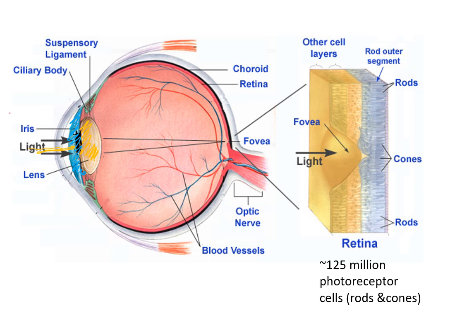The lens is a transparent elastic tissue which, along with the cornea, helps to refract the light to be focused on the retina. As the lens changes shape, stretched by the ciliary muscle, the focal length of the eye changes so that it can focus on objects at various distances.